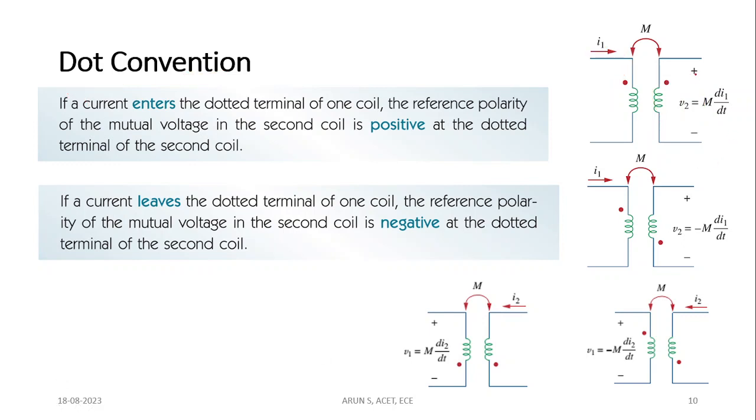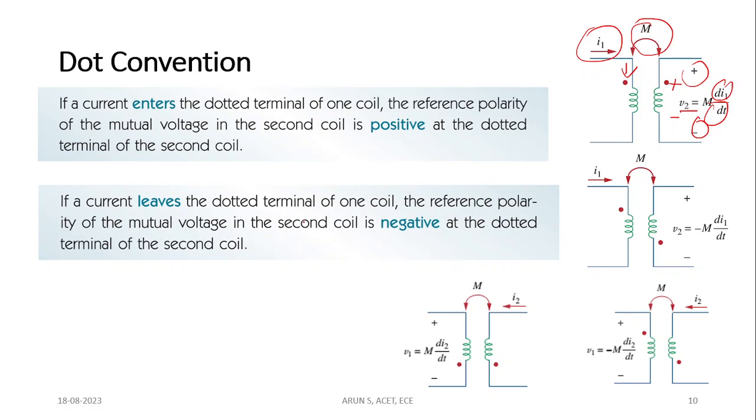So don't ignore this positive and negative. This is what I need to find out. But the dot convention says if the current is entering the dot, the induced voltage in the second coil has positive at the dot and negative at the undotted terminal. Here these two are matching, so I am writing V2 equals mutual inductance M times dI1 by dt.